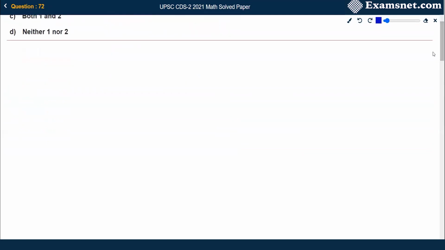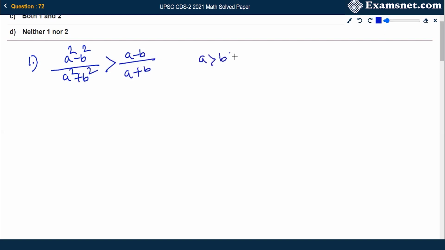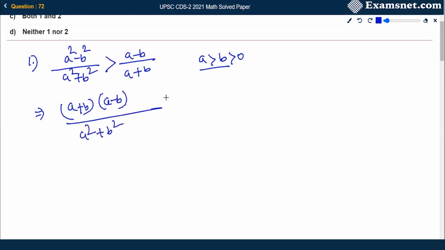So first we will start solving with the first statement. The given inequality is (a² − b²)/(a² + b²) > (a − b)/(a + b), where a > b > 0. Okay, so we understand that a and b both are positive, and obviously a is greater than b, correct? Now in the next line, I can further write it using the algebraic formula, that is (a + b)(a − b)/(a² + b²) > (a − b)/(a + b).